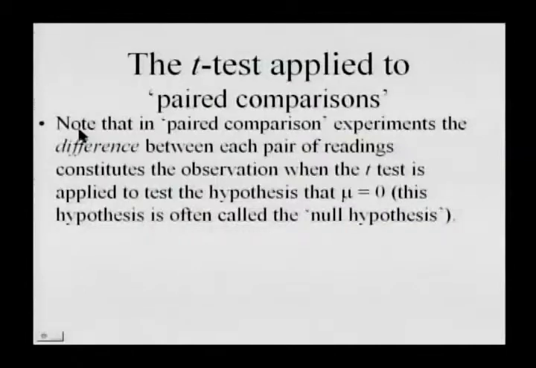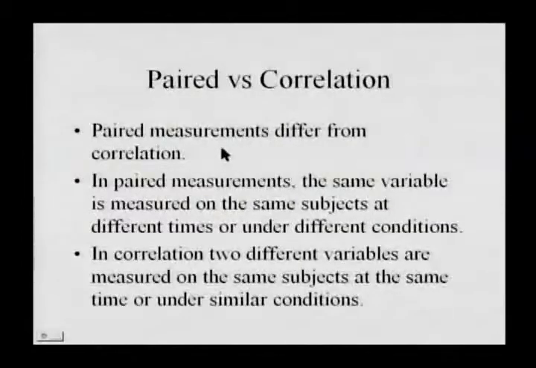We don't often perform these types of tests, as you know. We're usually doing an unpaired comparison where we're just comparing the means between the two groups, and we'll take a look at that in a subsequent lecture, I believe. Note that in the paired comparison, the difference between each pair of readings constitutes the observation when the t-test is applied to test the hypothesis that mu equals 0. So the difference between the individual paired comparisons, this box against that box of seedlings, is it equal to 0? Is there really effectively no difference between the two? This hypothesis is often called the null hypothesis. So do we reject the null hypothesis or accept the null hypothesis?